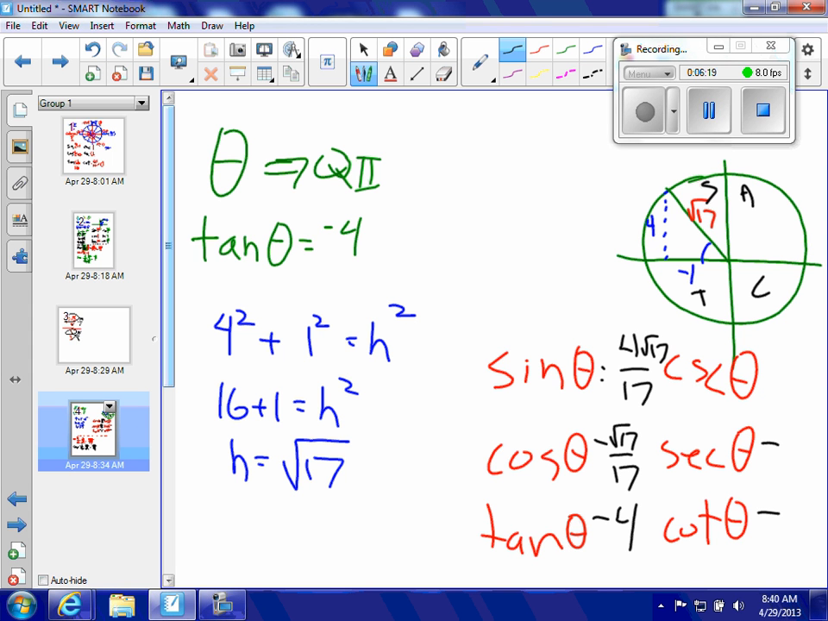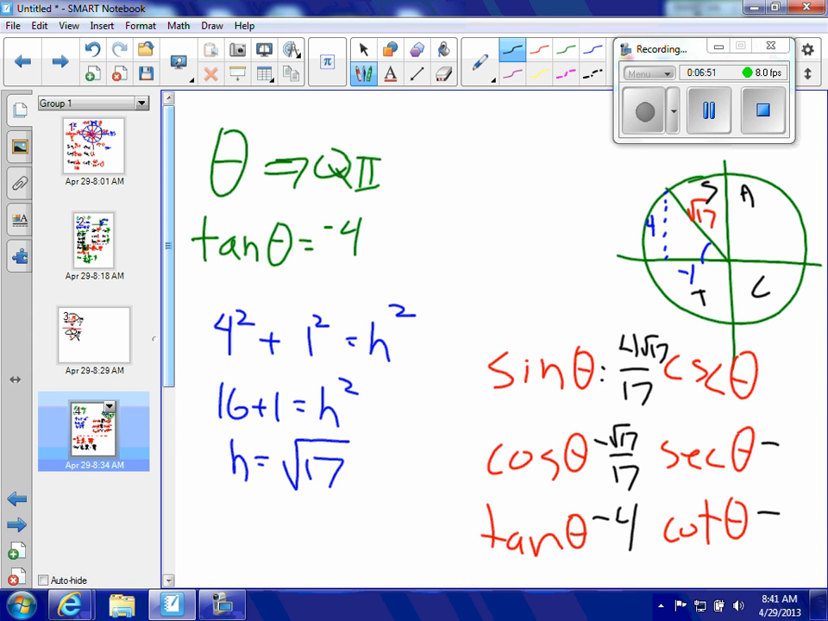How did you know that it would be negative 1 on the bottom and that the other side would be 4? Did it say that in the problem? So Lola asked a question. How did I know that this was going to be negative 1 and that side was going to be 4? Because it told me that the angle was in quadrant 2. So if I'm in quadrant 2, my x value is negative and my y value is positive. Okay, good.